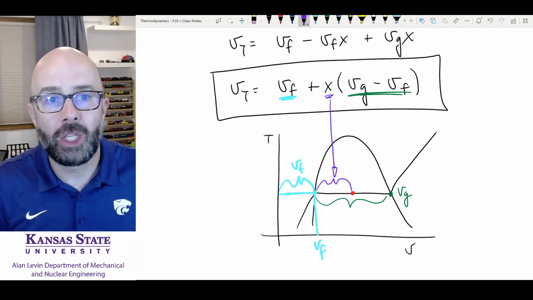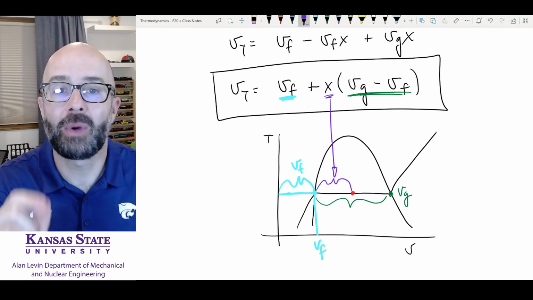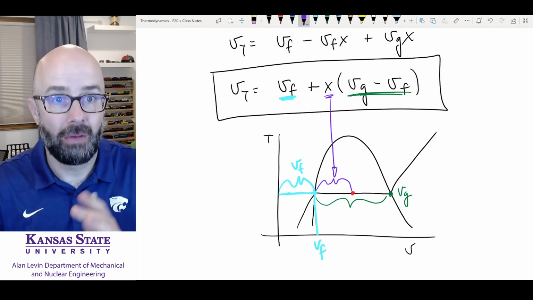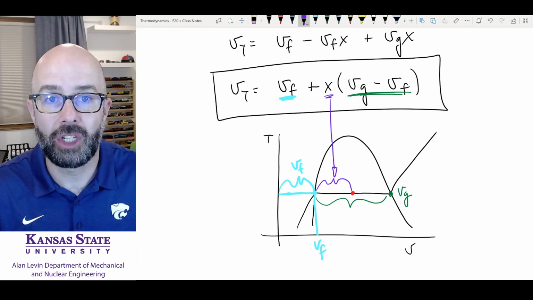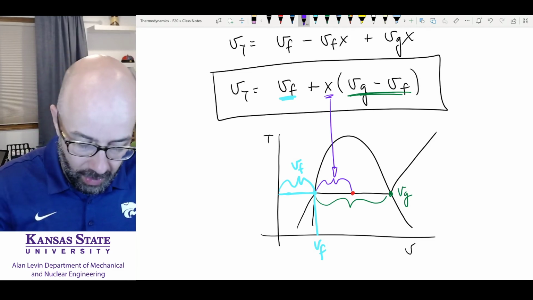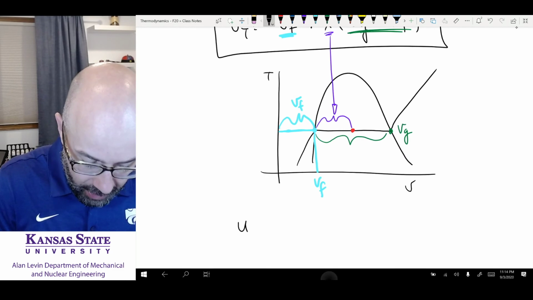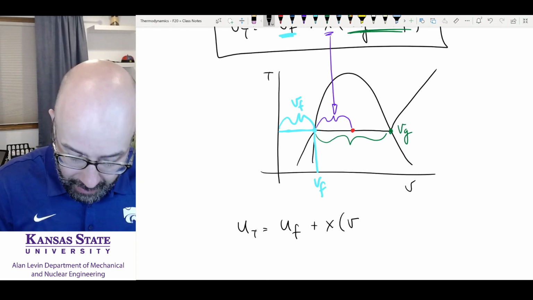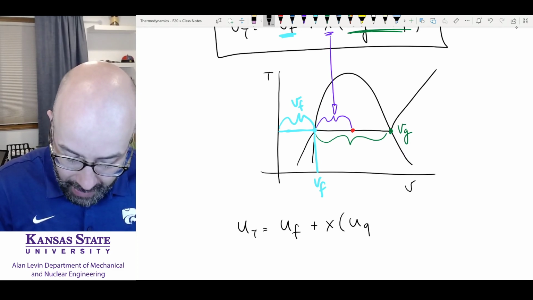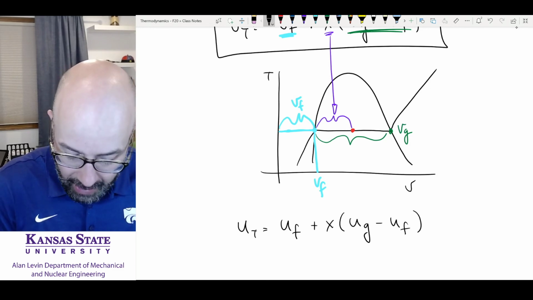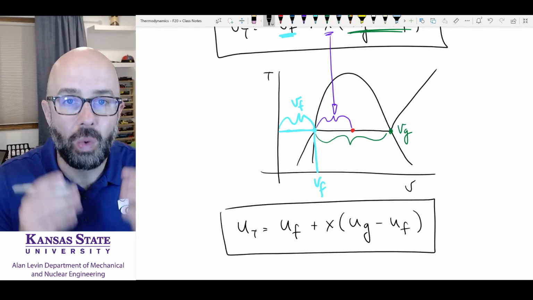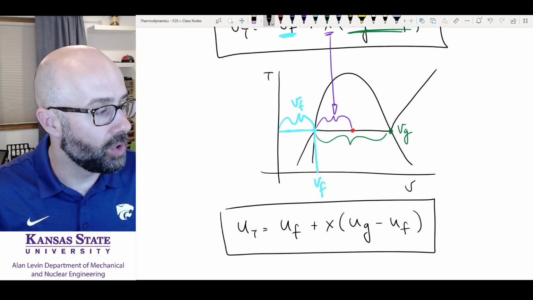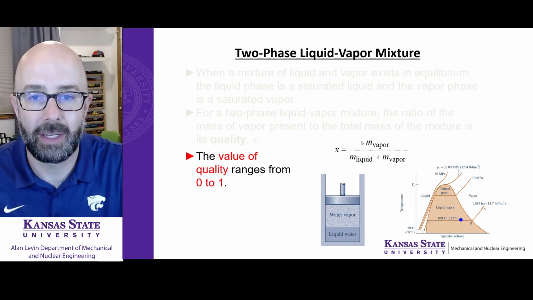So we have to use this quality equation. Anytime we're in the vapor dome, we're going to use this quality equation to find out what the specific volume is. Now, the question might be, how do I find specific internal energy? Same way. The total specific internal energy is equal to the internal energy of the saturated liquid plus the quality times the internal energy of the saturated vapor minus the internal energy of the saturated liquid. Okay, the quality equation. It's on your equation sheet. You don't have to remember it, and it'll be something that you're going to use quite often, and we'll practice that as we go through this semester.